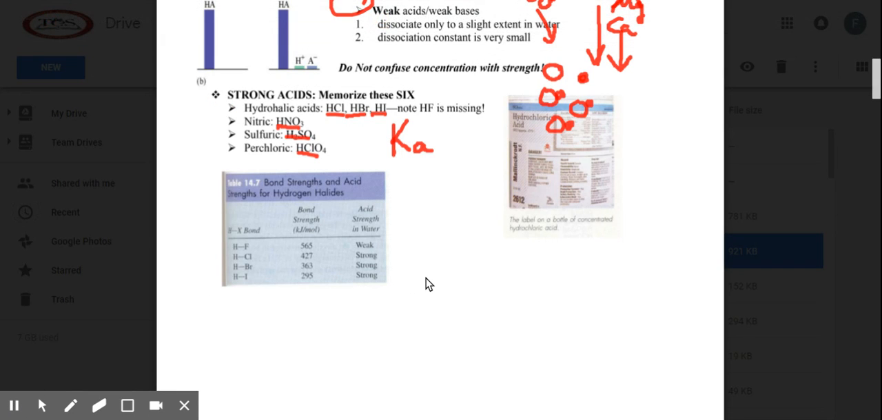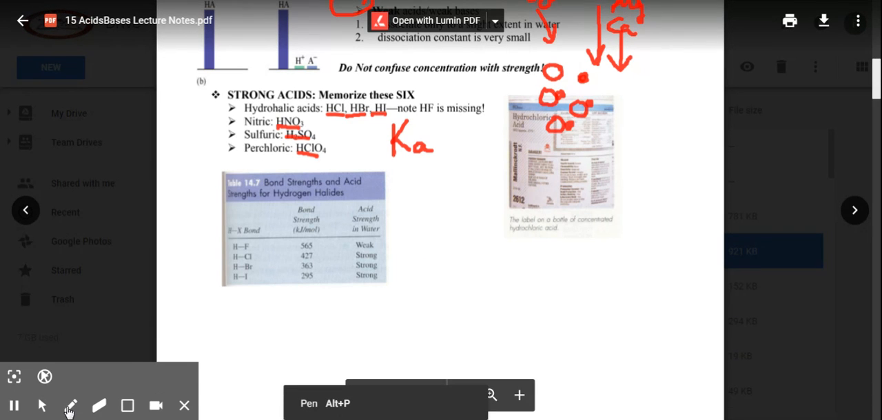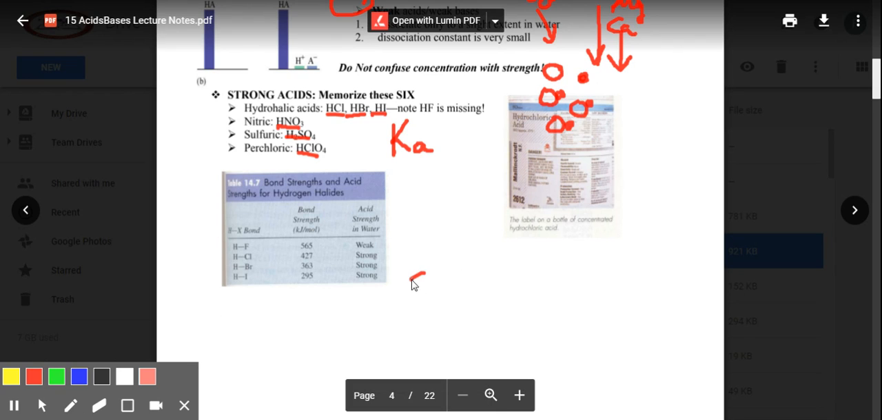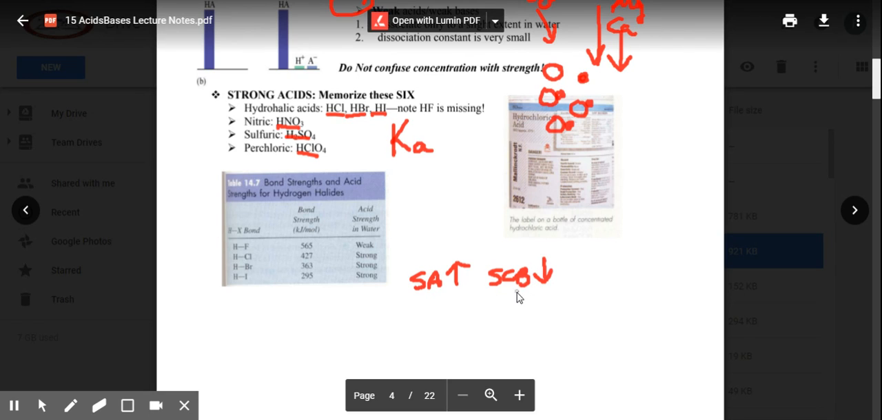When we have a stronger acid, all right, so as the strength of my acid increases, what that means is that the strength of my conjugate base decreases. So the stronger the acid, the weaker the conjugate base. Same thing goes for strong bases. The stronger my base is, the weaker the strength of my conjugate acid is.